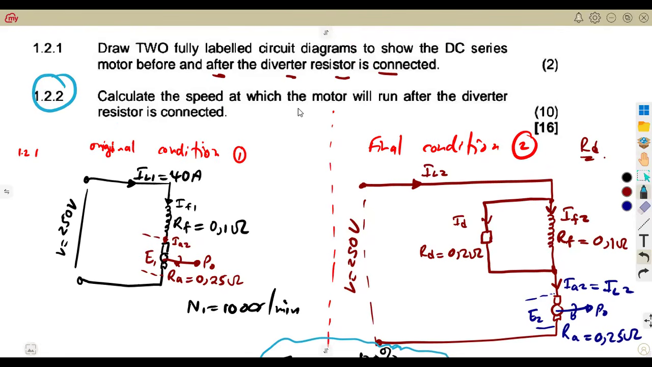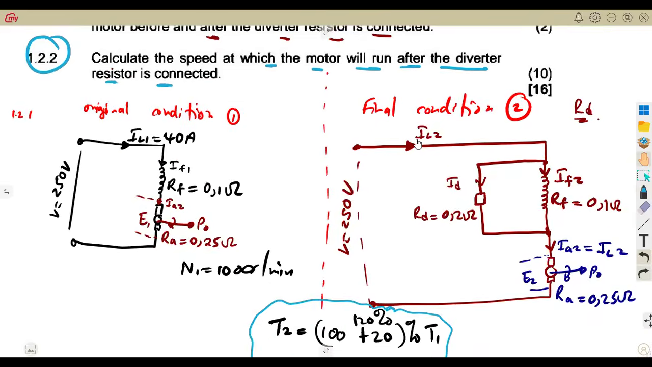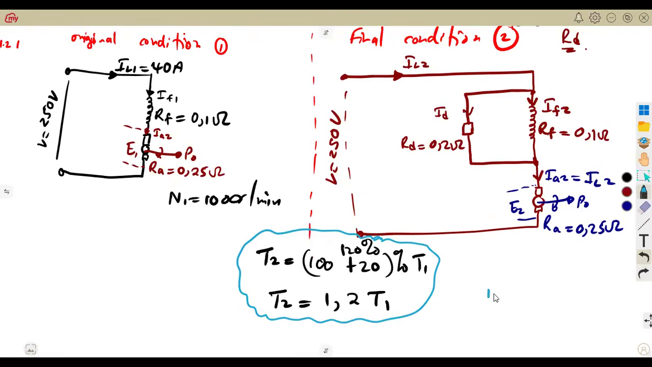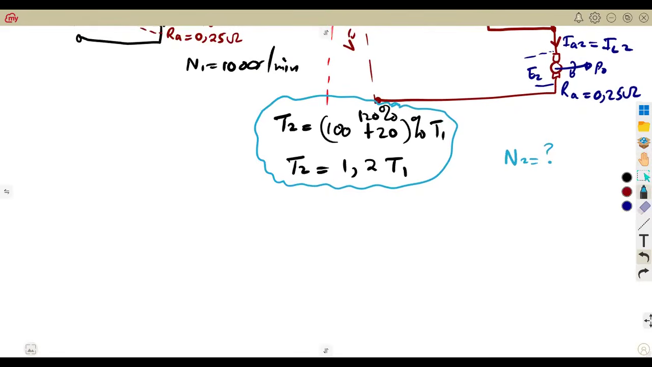Calculate the speed at which the motor will run after the diverter resistor is connected. After you connect this diverter resistor, the speed is going to change into N2. So they want you to calculate that speed, N2. All right, we do not know that. That's our 1.22. Let's see.